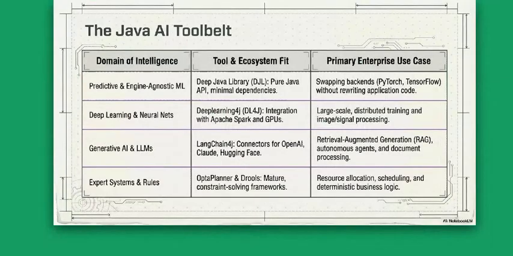So true. The blueprint categorizes the Java AI toolbelt by the specific domain of intelligence. You have DJL, the Deep Java Library, handling predictive machine learning and allowing you to swap backends like PyTorch or TensorFlow natively. You have Deeplearning4J integrating with Apache Spark for large-scale distributed training. You even have expert systems like OptaPlanner and Drools for complex resource allocation. But the one dominating the conversation right now is LangChain4J, built for generative AI, with connectors for OpenAI, Claude, and Retrieval Augmented Generation, or RAG. Yes, LangChain4J is huge right now.